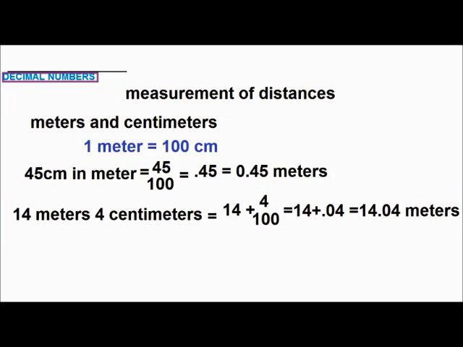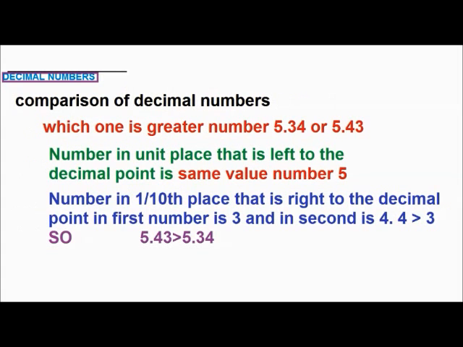Measurement of distances, meters and centimeters. 1 meter is equal to 100 centimeters, we know that. Now 45 centimeters in meters. 45 by 100, that is equal to 0.45 meters. 14 meters 4 centimeters. 14 plus 4 by 100 meters, that is 14 plus 0.04, that is equal to 14.04 meters.